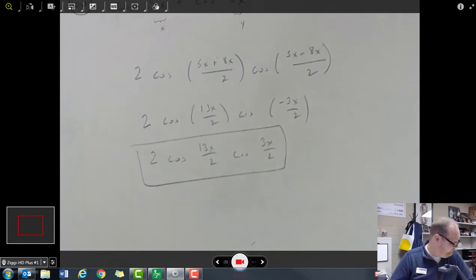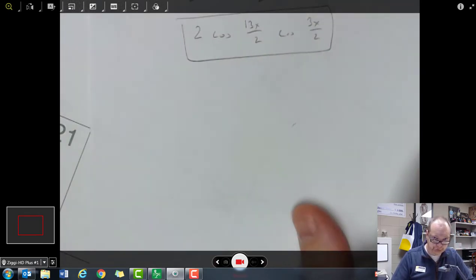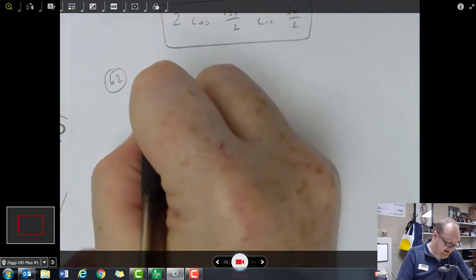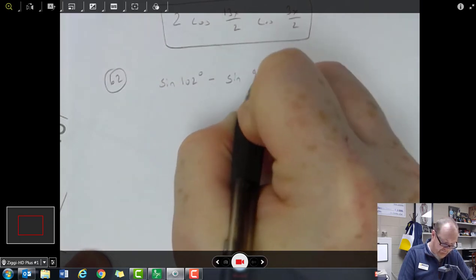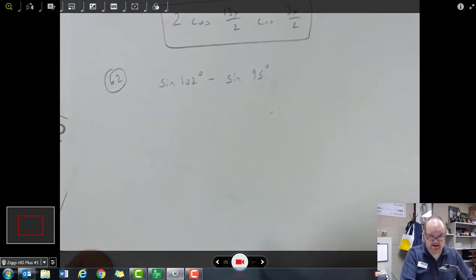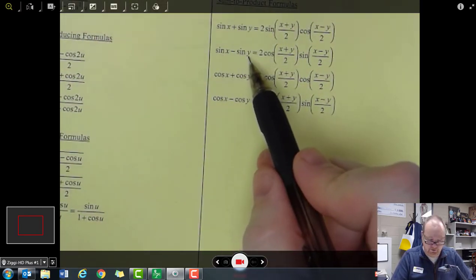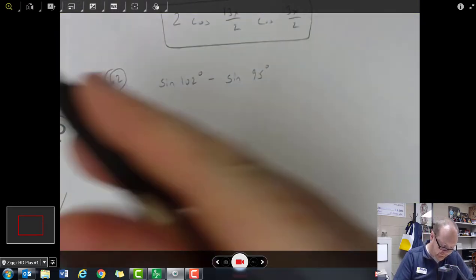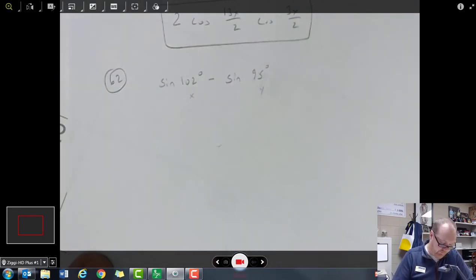Now, these are some of the easiest formulas that exist. These are nothing to work with. Let's do one with a number in it, number 62. Number 62 says the sine of 102 degrees minus the sine of 95 degrees. So again, it's a sine minus sine situation. Sine minus sine, so I'm going to use the second formula in that group. And again, I'm treating this as x and this as y. So let's fill it into that formula.